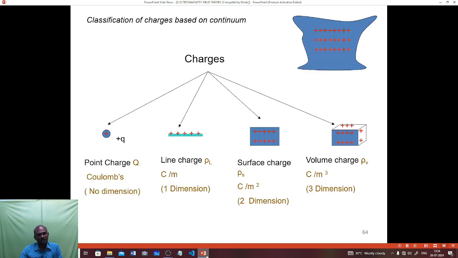Charges can be distributed as point, line, surface, as well as volume charges. Point charge is measured in coulombs. Line charge is represented in coulomb per meter, being single dimensional. Surface charge is coulomb per meter square, a two dimensional one. Then volume charge is measured in coulomb per meter cube, being a three dimensional one.